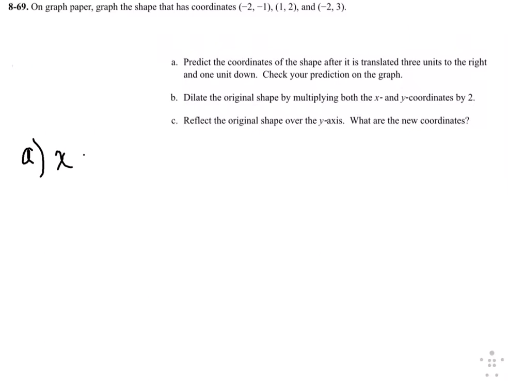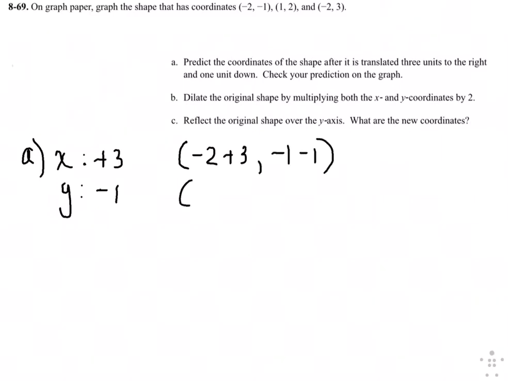So that's going to be plus 3 in the X direction. And 1 unit down. So in the Y direction, it's going to be 1 unit down, which is subtracting 1, right, from each of the coordinates. And then it says, what are the three? So for the first one, negative 2, negative 1, it would be negative 2 plus 3, comma, negative 1 minus 1. So the first ordered pair would be 1, negative 2.